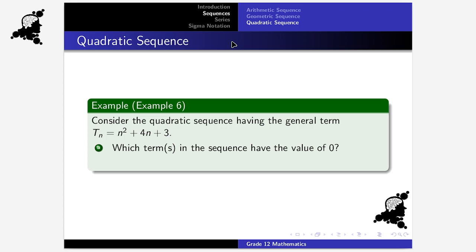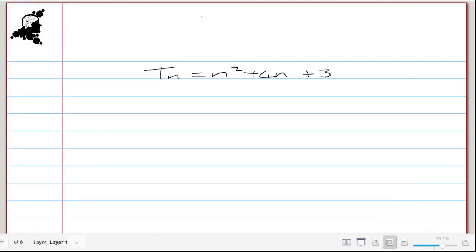Which terms in the sequence will have a value of 0? Okay, lovely. Let's go back to our writing pad and answer this. So which term will have a value of 0? That simply means that the value of Tn is equal to 0. So 0 is equal to n squared plus 4n plus 3.